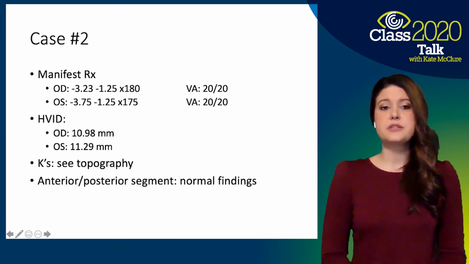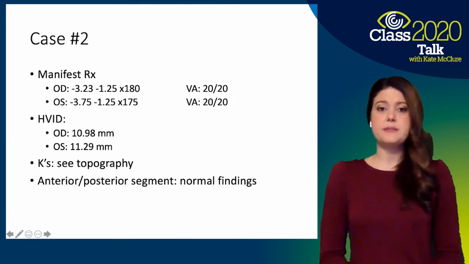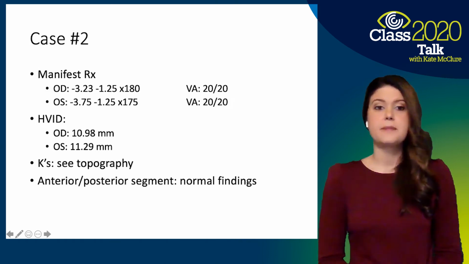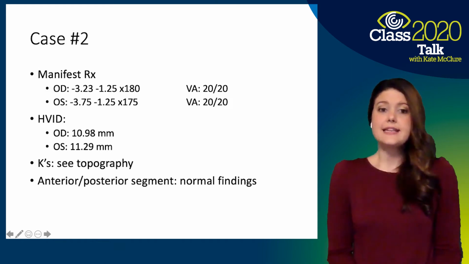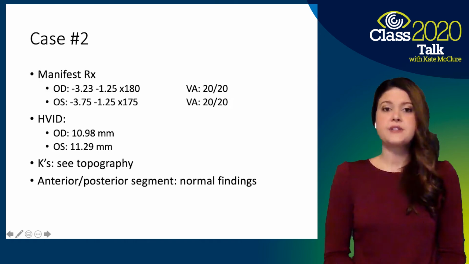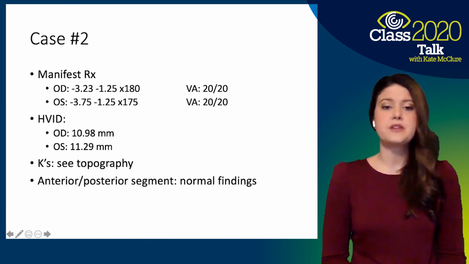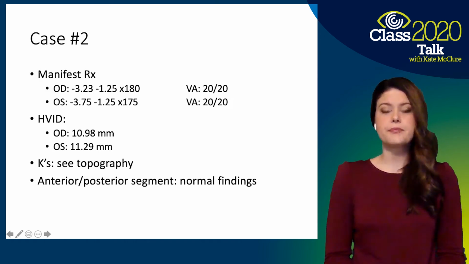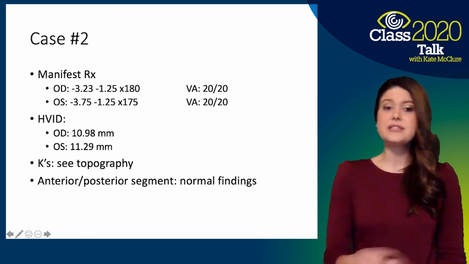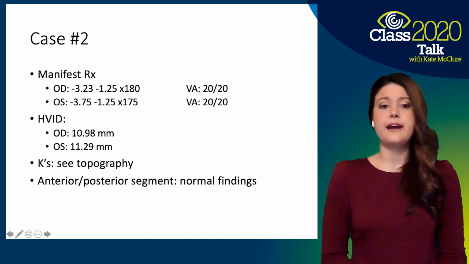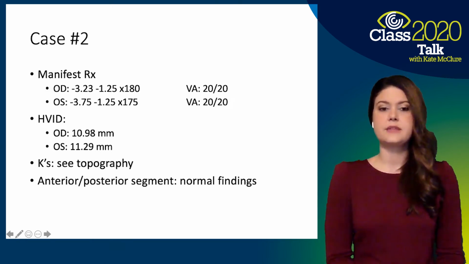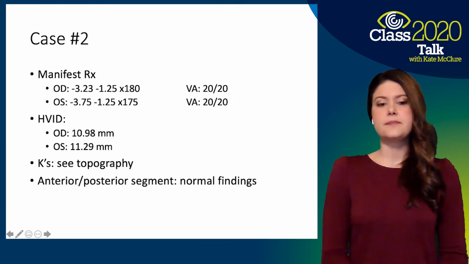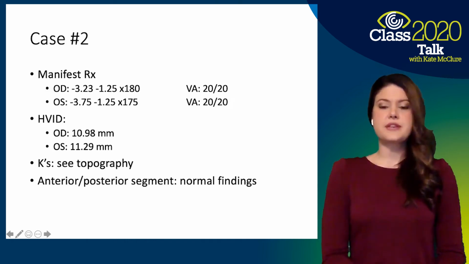I have his glasses prescription listed here. Now, this was a new patient to me. I had not done his annual exam, so this is the information I had provided to me. Mother did bring his glasses prescription from last year, and he did have about a diopter change in each eye. So I can see why she's still concerned about the patient's progressing myopia. I measured HVID, which is slightly on the smaller side of average, a little under 11 in the right, a little over 11 in the left. We're going to look at topographies in a minute, and his anterior and posterior segment was all normal.